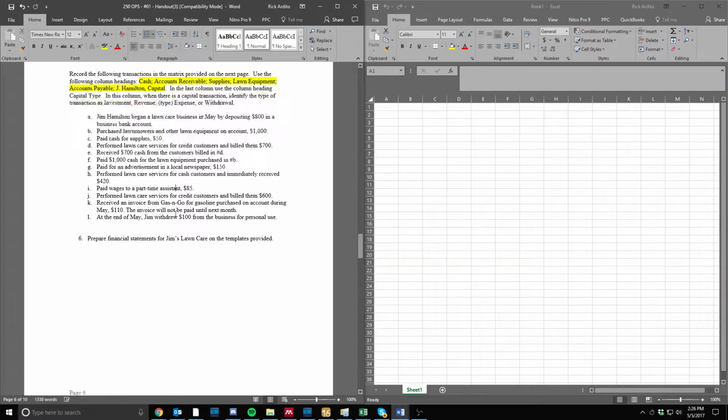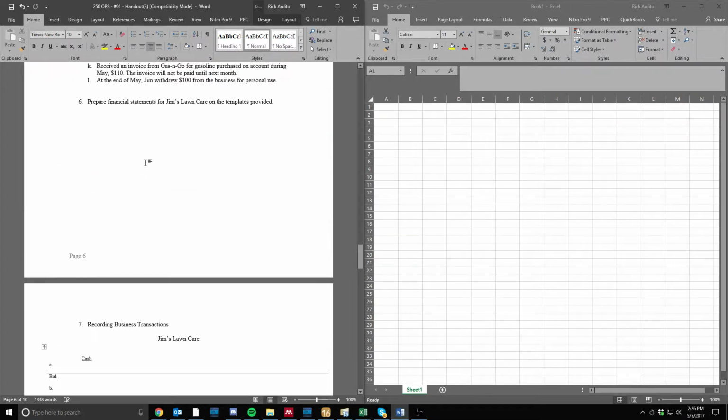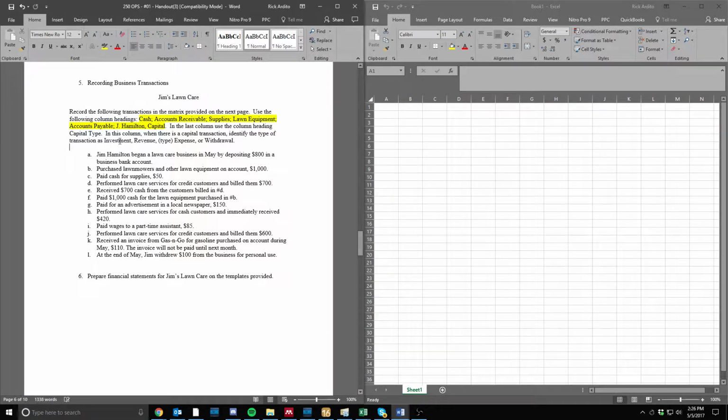In the last column here, it's going to ask us for the account type. So we're going to set something up here where we do that in Excel. And the types that we have are investment, revenue, expense, or withdrawal. Okay? So, this first transaction: Jim Hamilton began a lawn care business in May by depositing $800 in a business bank account.